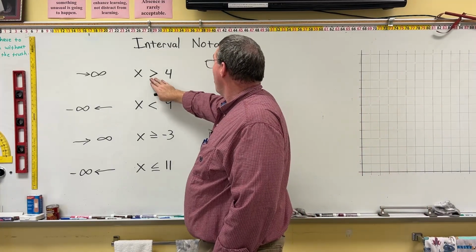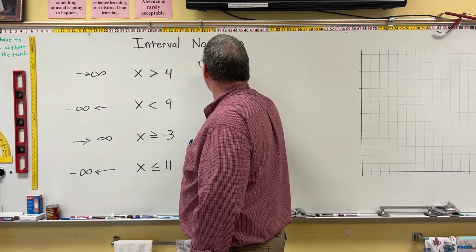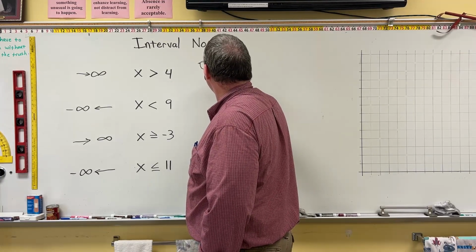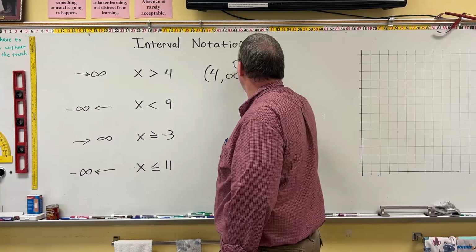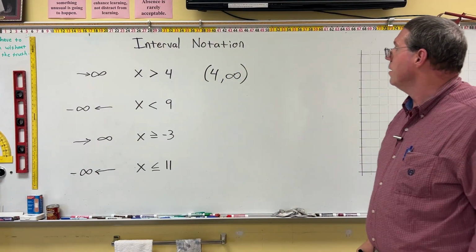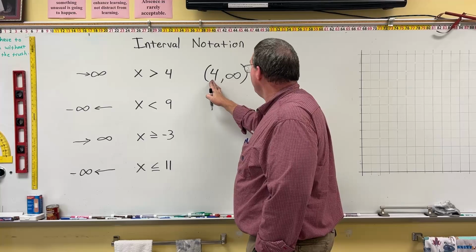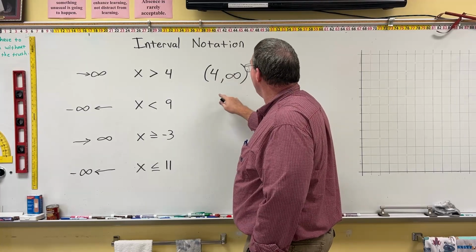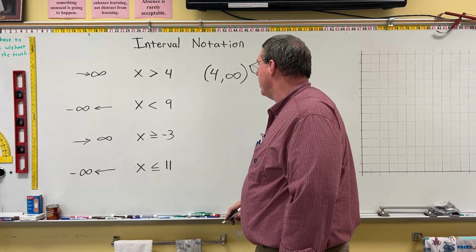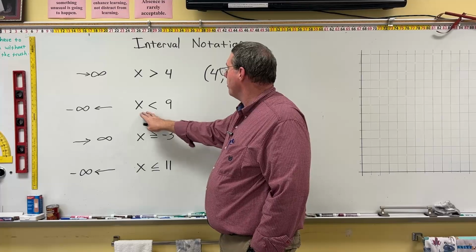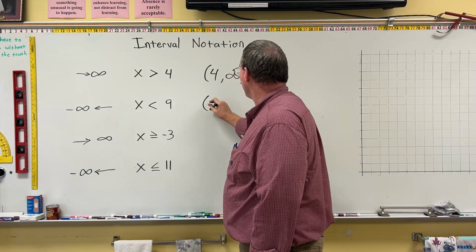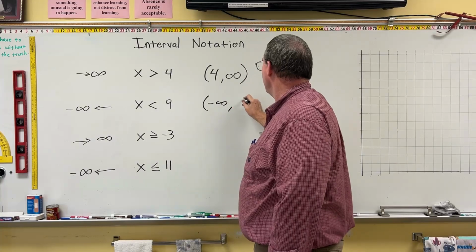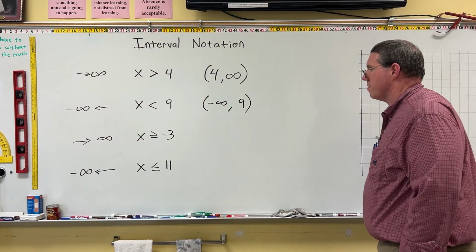All the numbers larger than 4, but not 4. The way we're going to write this in interval notation is parenthesis 4, comma, up to infinity, parenthesis. Okay? So this is going from 4 up to infinity. Every number in between 4 and infinity. This one is every number between negative infinity and 9, because it's less than 9. So it's going to be parenthesis, negative infinity, then 9, close parenthesis.